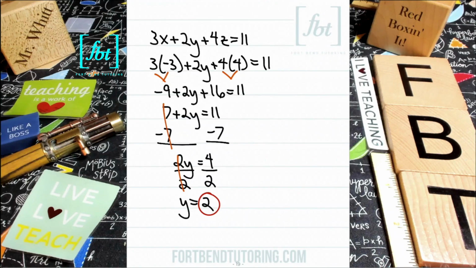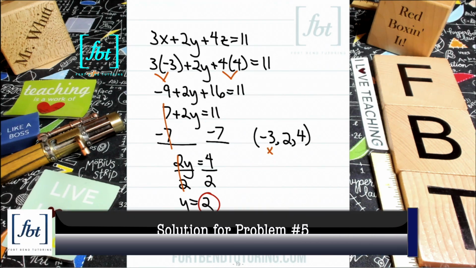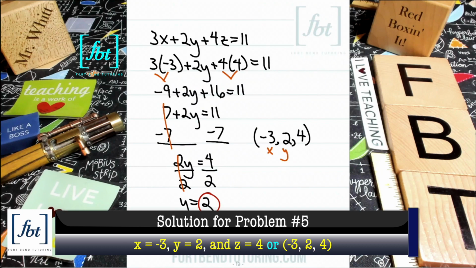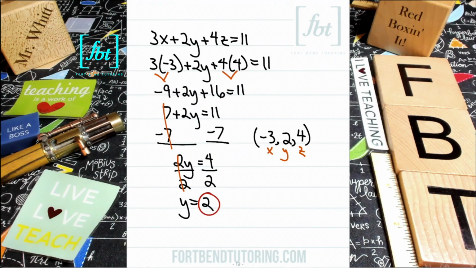Hold on to that. Your ordered triple will be negative 3, 2, and 4. X represents negative 3, Y represents the value of 2, and Z represents the value of 4. Red box it. Just like that, guys.